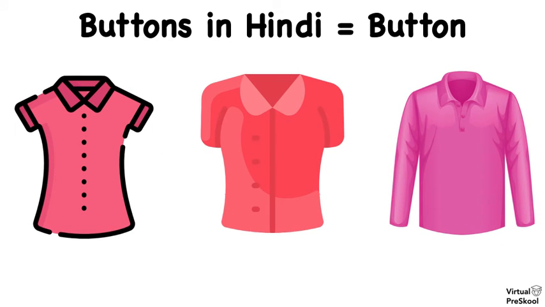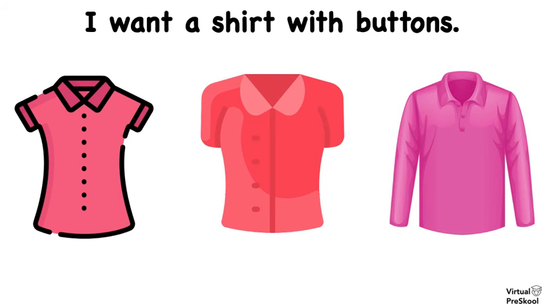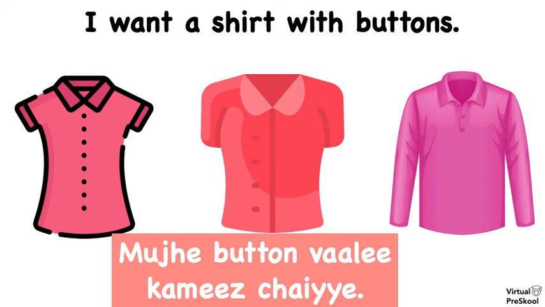Now let's add buttons. And buttons are like collars, where it's the same simple word. We just say it with an Indian accent. We just say button. Button. So now how would you say I want a shirt with buttons? You should definitely know how to say that. Let's look at the answer. मुझे बटन वाली कमीज चाहिए.